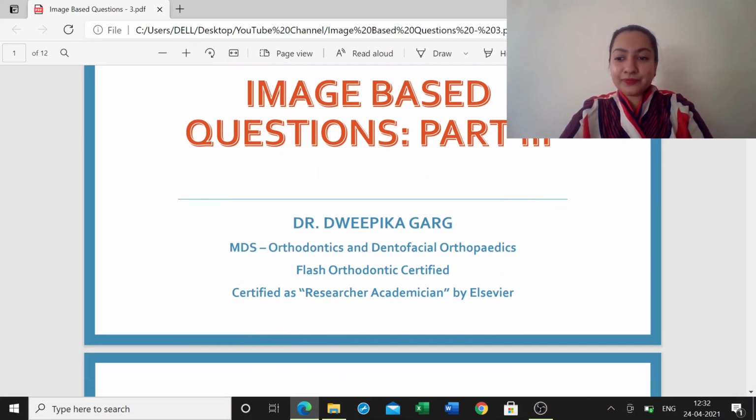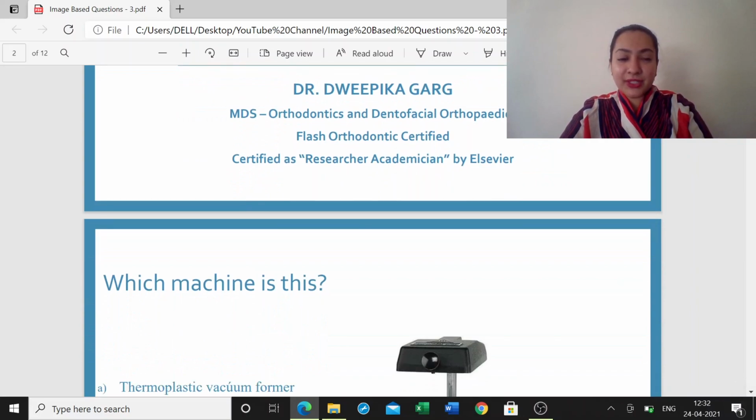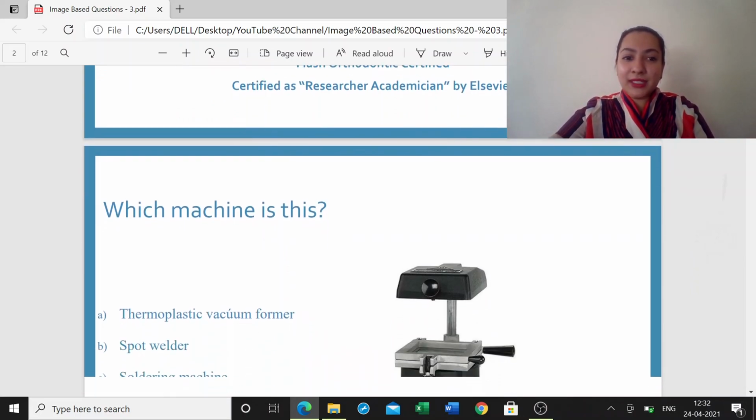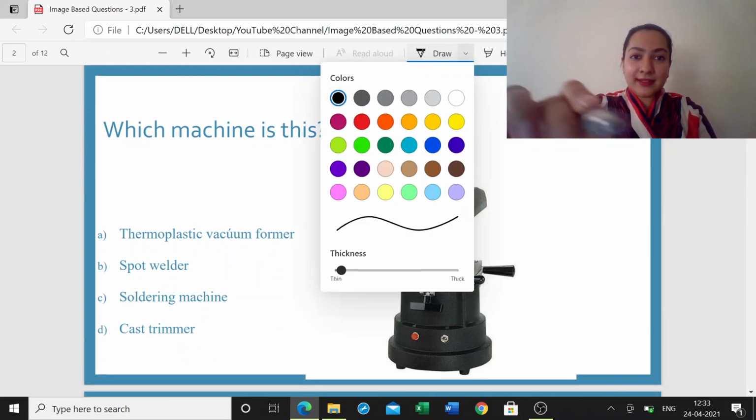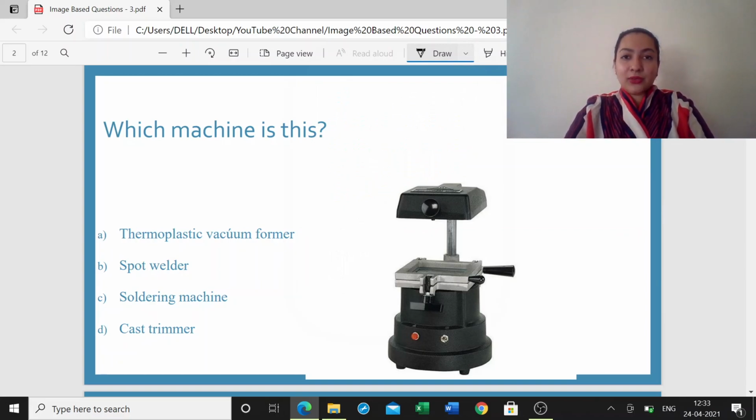So with that, let's start with our first MCQ for the day: which machine is this? Now you can see that there is a machine, and you have to identify it. Maybe you have seen this machine in your lab but never knew what it is, or maybe some of you have used it. This is a thermoplastic vacuum former. Thermoplastic vacuum formers are used to make thermoplastic retainers.